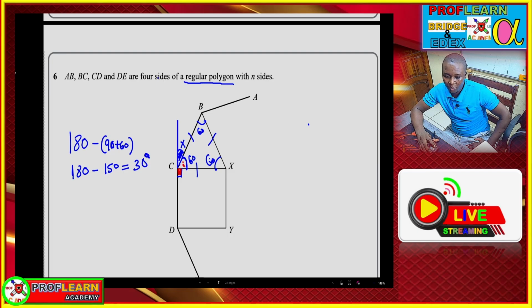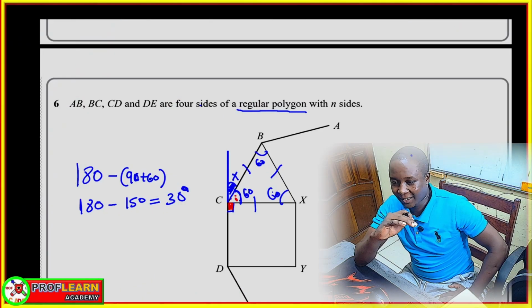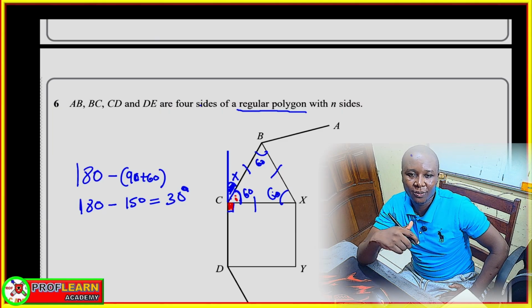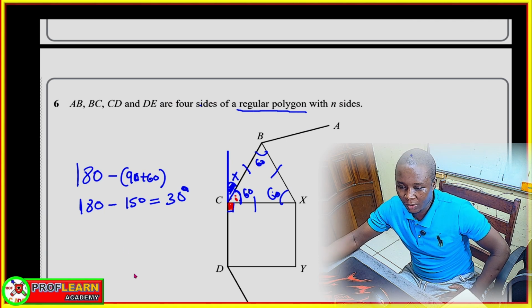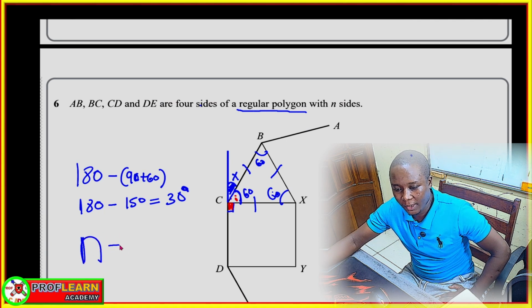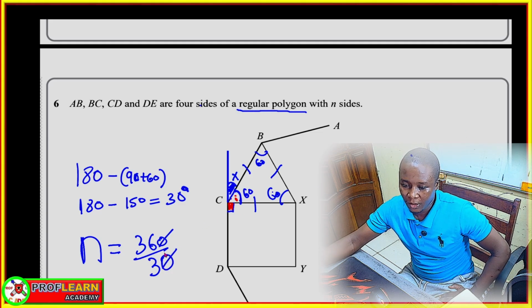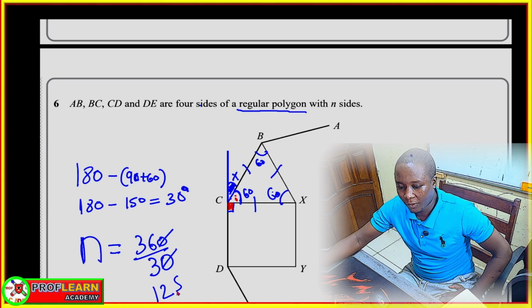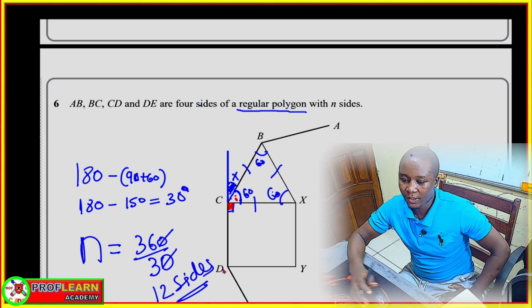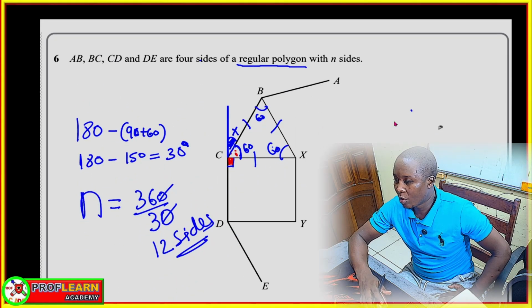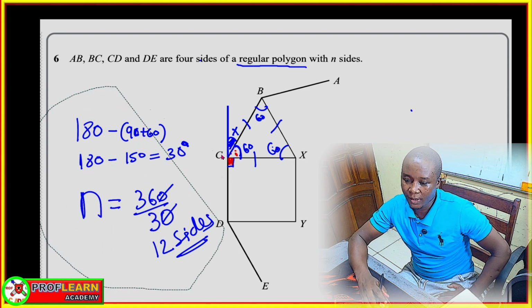But now you have to remember also that the number of sides is equal to 360 divided by the exterior angle. So you are going to use that relation and say n, the number of sides, is 360 divided by the exterior angle, and the exterior angle we have found to be 30 degrees. If you simplify this, you get your answer of 12 sides. So n is 12. That's what you are supposed to do in this question to work it out.